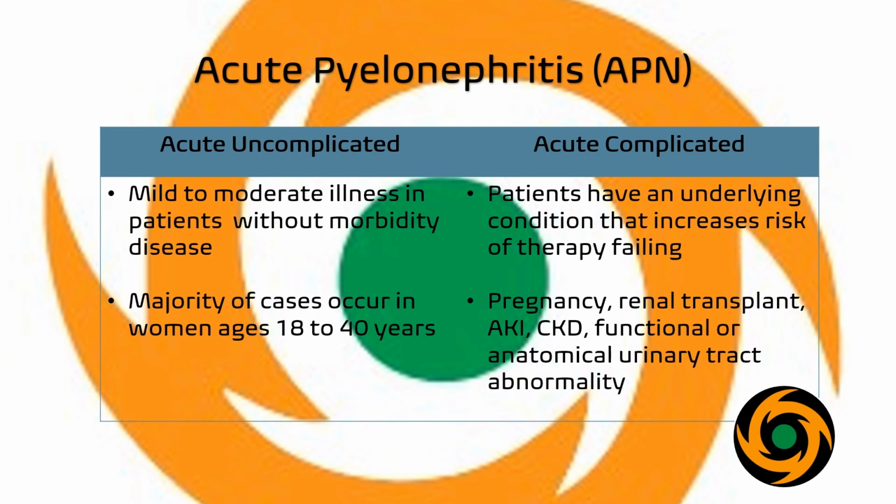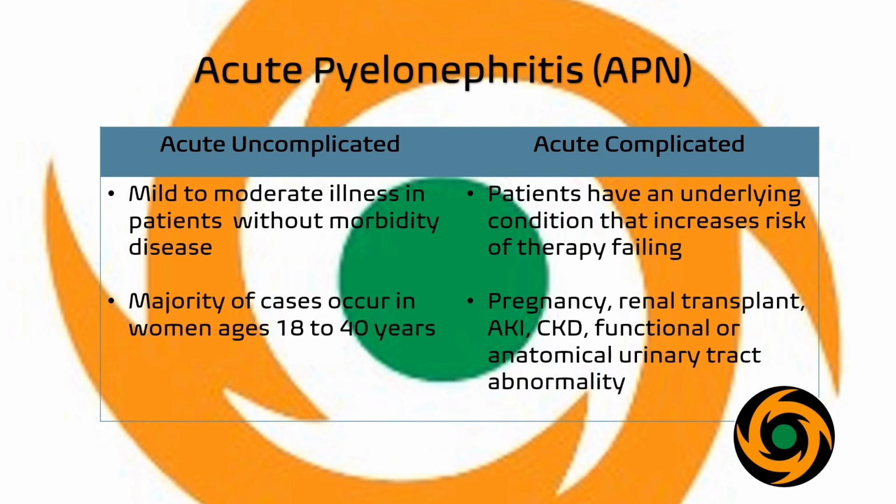Unfortunately, the majority of incidences and prevalences around acute pyelonephritis occur where there's a predominance in females versus males, owing to particular bacteria and infections in and around the urinary tract.